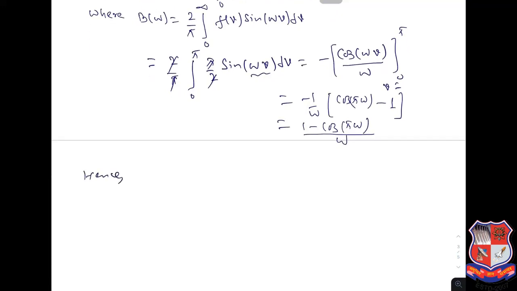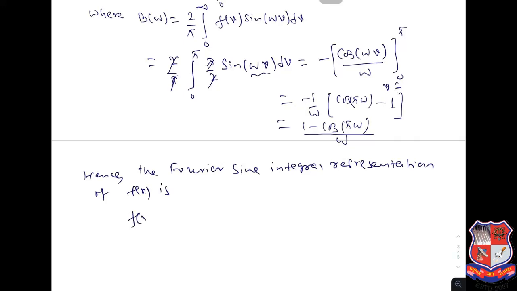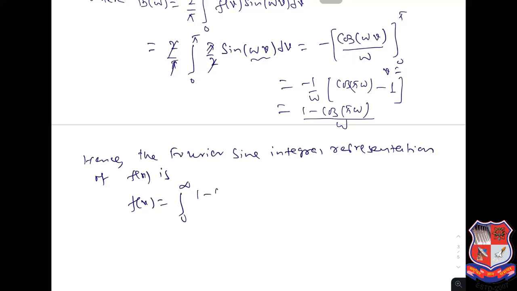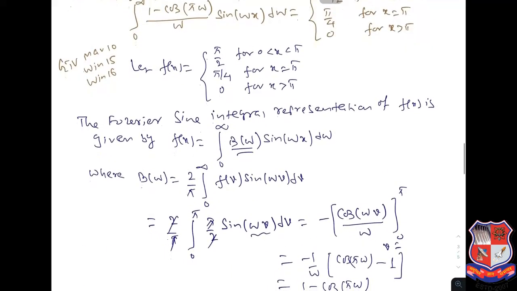So hence the Fourier sine integral representation of f(x) is f(x) equal to integration 0 to infinity d omega, and that is 1 minus cosine pi omega over omega sine omega x d omega.